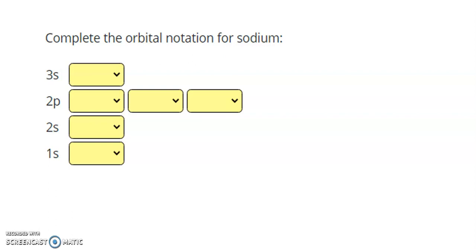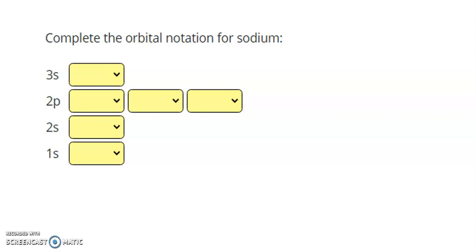This video is about orbital notation. So the problem says complete the orbital notation for sodium. And we're going to represent all of sodium's electrons right here by putting an arrow for each electron. Well, we need to know how many electrons sodium has.